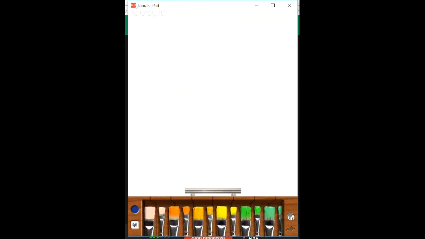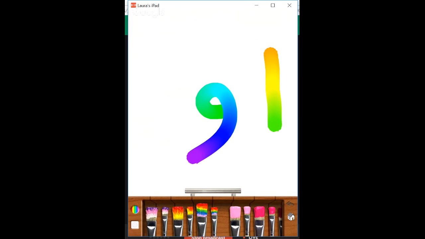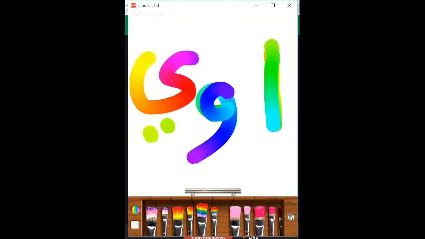Okay, let's start with the long vowels. Our long vowels are aleph, waw, and ya. Aleph, waw, and ya. These are your 3 long vowels in Arabic. We'll go through them one at a time. Okay, our first one is Aleph.